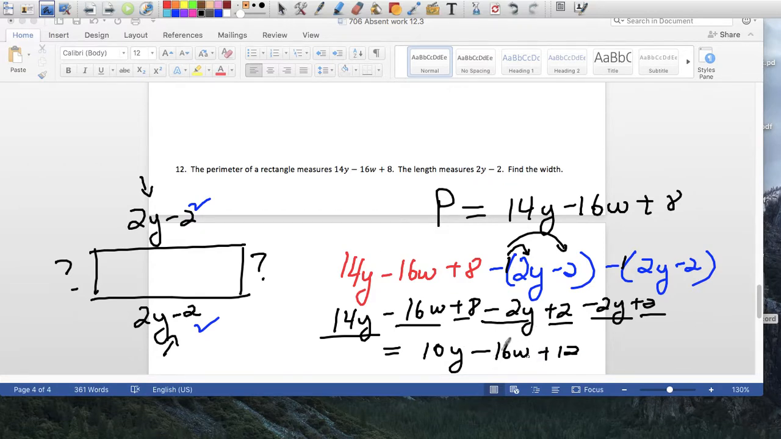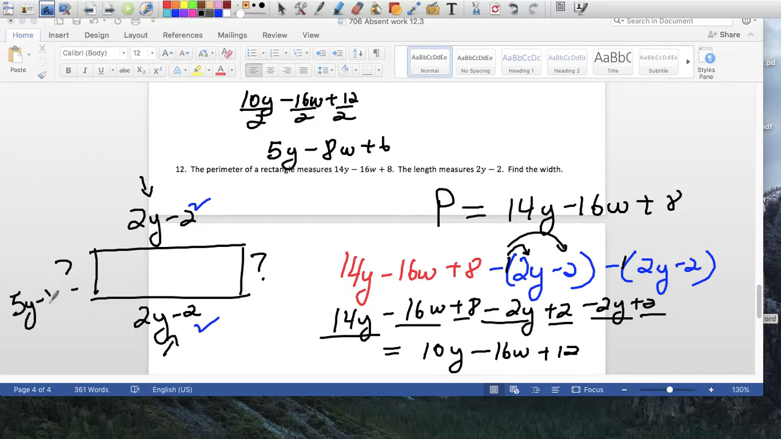And if I divide that by 2, because that represents the sum of the two widths, I'll get what one side is. So I have to divide the whole thing by 2. 10 over 2 is 5y, 16 over 2 is 8w, and then 12 over 2 is plus 6. So one width measures 5y minus 8w plus 6, and likewise the other one measures 5y minus 8w plus 6.